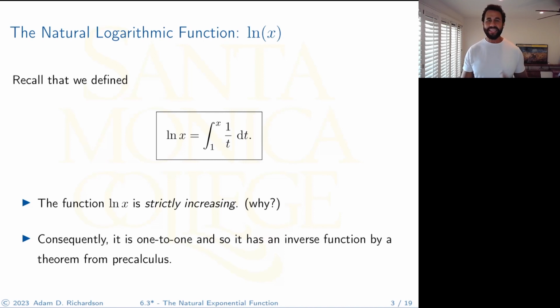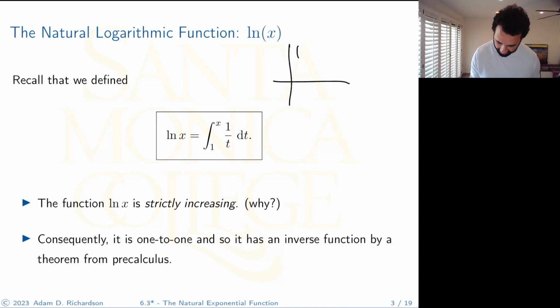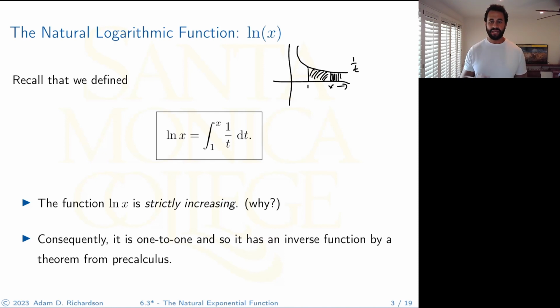I think the easiest way to explain it is if you imagine that curve that you're finding the area underneath, this is the curve 1 over t, right? Here's 1, here's x. Well, what's happening is you're basically adding more and more area as x moves along, right? So as x increases, the area under that curve increases. You're adding a little bit of area at each step, a little bit more, a little bit more. So that area is strictly increasing. Therefore, the natural logarithm function is strictly increasing.